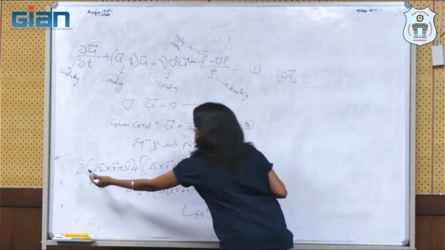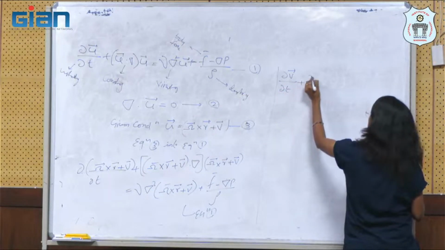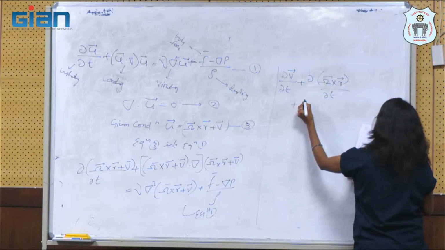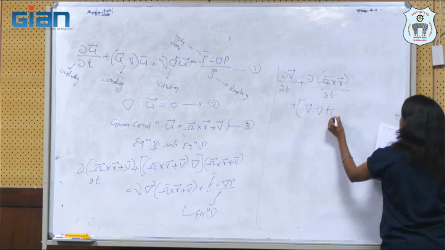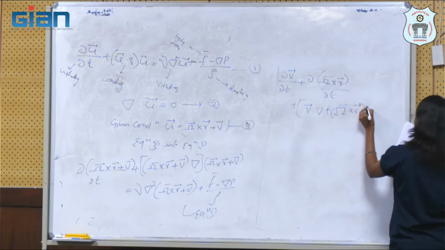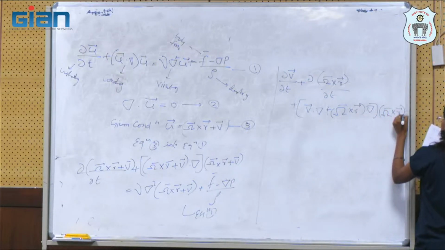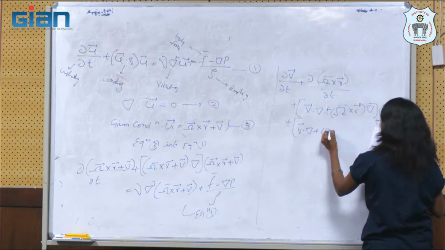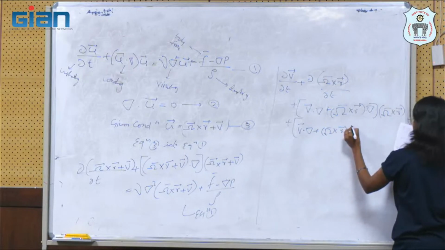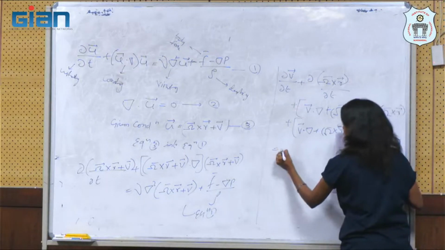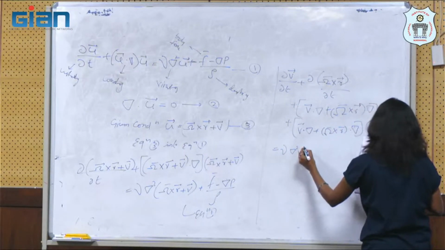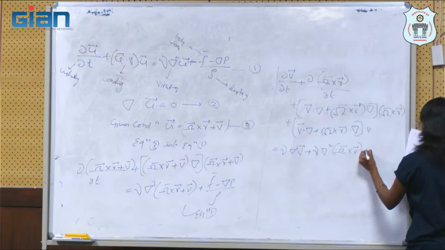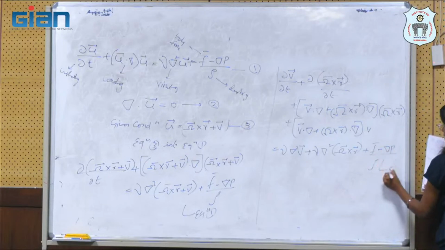Expanding this, dou V bar by dou t plus dou by dou t of omega cross R, plus V bar and omega cross R plus delta, plus omega cross R plus V bar cross V bar dot delta plus omega cross R, now mu delta square. This is equation 5.